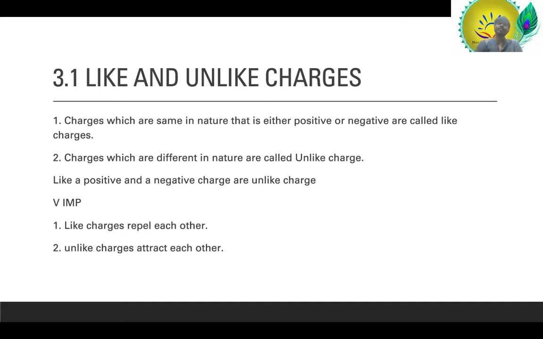Now, a very important fact related to like and unlike charges is that like charges repel each other. It means when you have a positive charge and a positive charge, they will repel each other. And when you have a negative charge and a positive charge, they will attract each other.